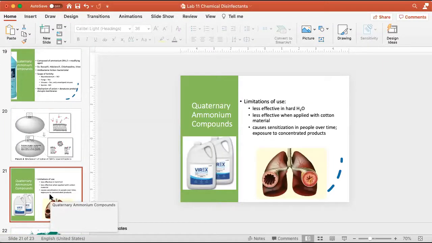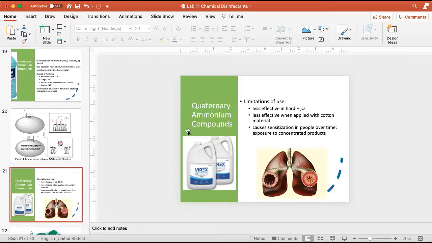Now, there's a couple of things to know about limitations of quaternary ammoniums. They are less effective when you mix them up in hard water. If you're not familiar with that term, when people talk about hard water and soft water, hard water is going to have ions in it, and those ions are going to interact with the ammonium ion and essentially inactivate it. So it's less effective in hard water.